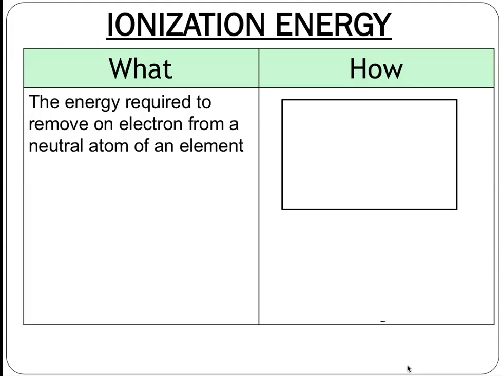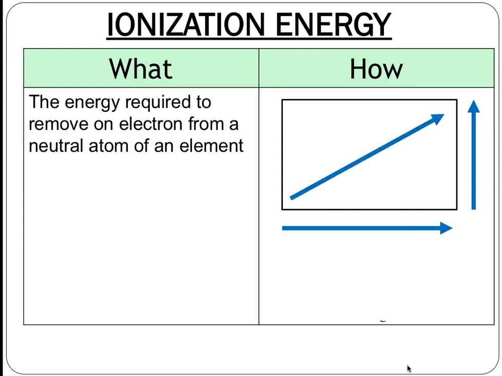Again, on the right is our box representing the periodic table. We know it's going to increase ionization energy as you go up a group. We know it's going to increase ionization energy as you go left to right. So overall, ionization energy should be the most at the top right and the least at the bottom left. Again, not including hydrogen and helium, they don't count.